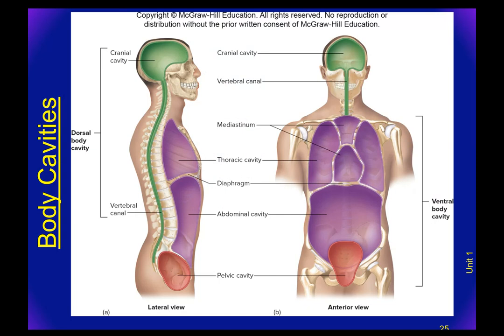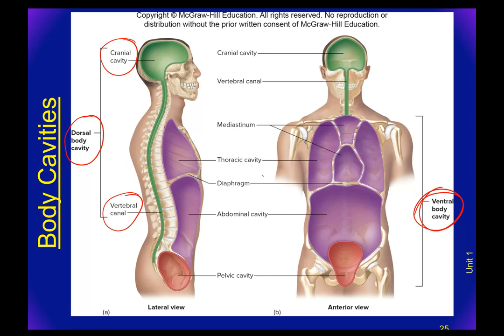So, body cavities. We've got two main cavities, the dorsal cavity, and up here is the ventral cavity. Ventral. Okay, so the purple and pink, that's the ventral body cavity, which you can see there. The dorsal cavity is pretty simple. It only has kind of two subcategories, the cranial cavity, where your brain sits, and the vertebral canal, which is where your spinal cord sits.